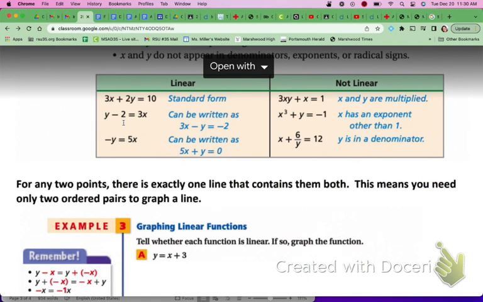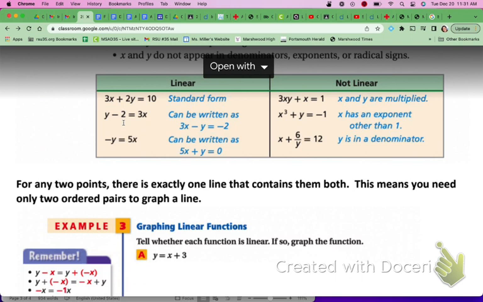Notice that my x's and my y's have exponents of 1. They're not being multiplied together. They're not in a denominator. Here I have an exponent of 1 in this y, exponent of 1, exponent of 1, exponent of 1. Again, they're not being multiplied together. They're not in denominators. Over here, this is not linear because it breaks the rule of x and y being multiplied. Does everybody see that?